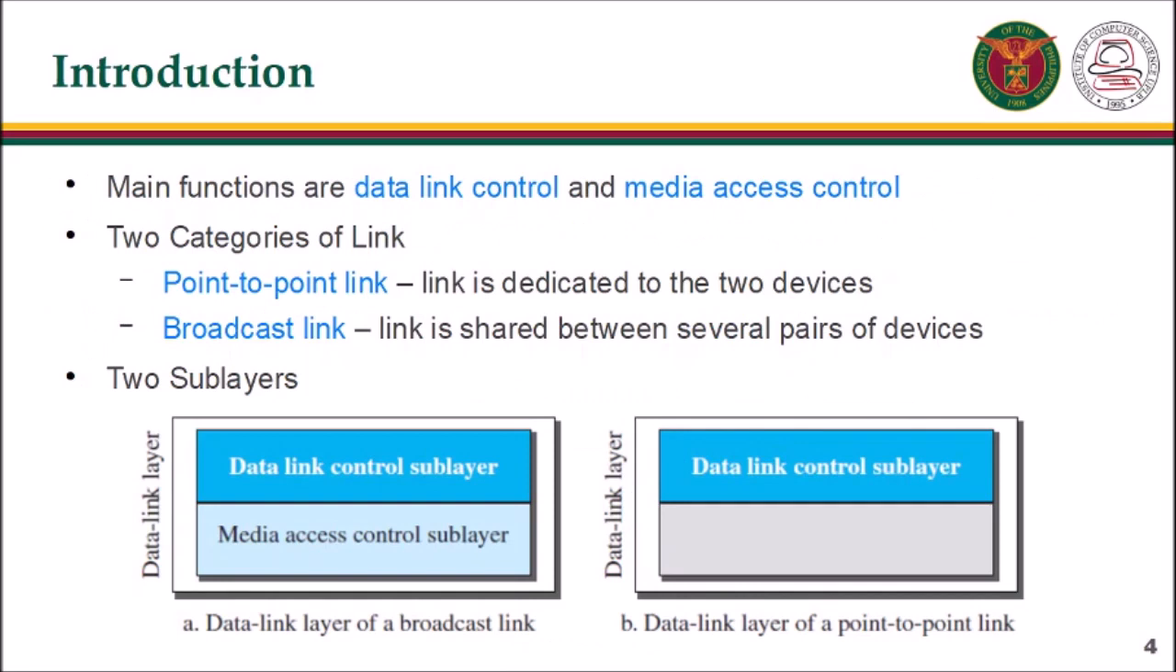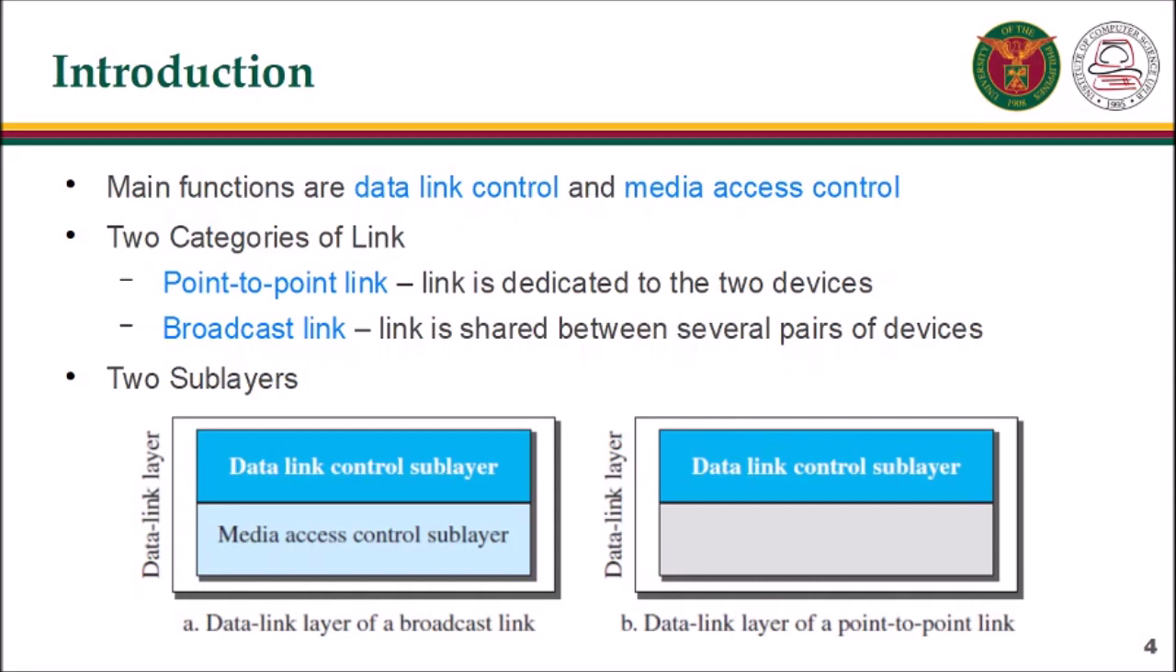Although two nodes are physically connected by a transmission medium such as cable or air, we need to remember that the data link layer controls how the medium is used. We can have a data link layer that uses the whole capacity of the medium. We can also have a data link layer that uses only part of the capacity of the link. In other words, we can have a point-to-point link or a broadcast link. In a point-to-point link, the link is dedicated to the two devices. In a broadcast link, the link is shared between several pairs of devices.